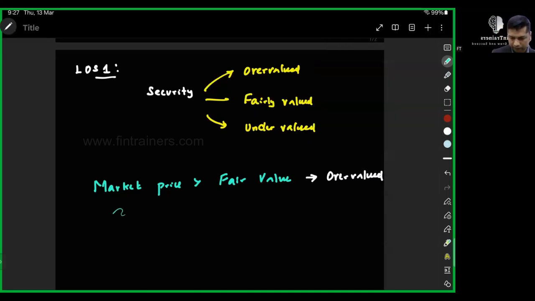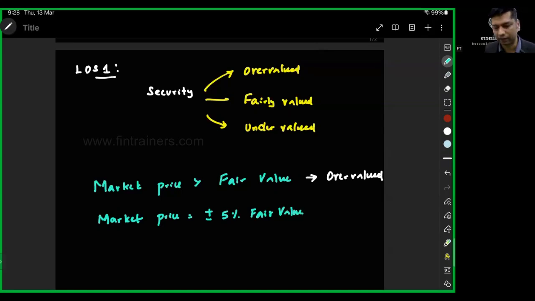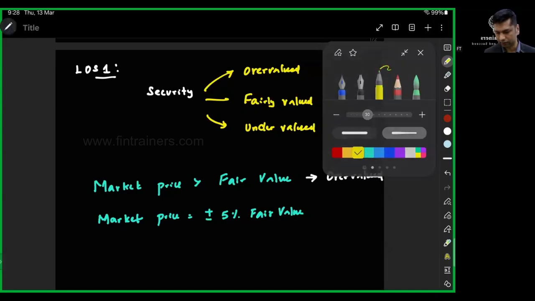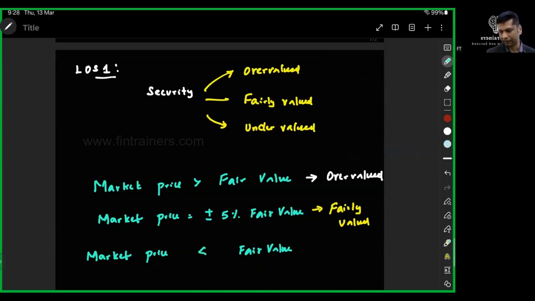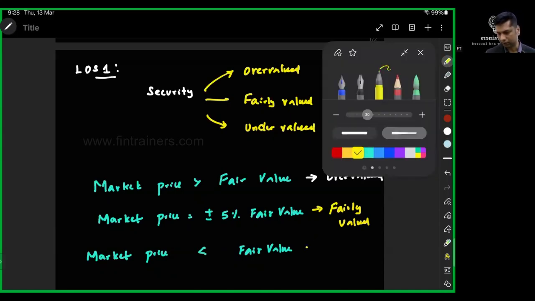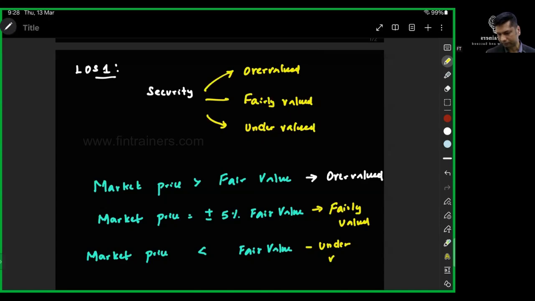This is not always the norm, but typically they will say this in the question: plus or minus 5% above or below the fair value is considered a fairly valued security. So if the fair value is 100, the range of 95 to 105 is considered fair valuation. And when market price is less than fair value, we like it. We call that an undervalued security and we want to buy it.